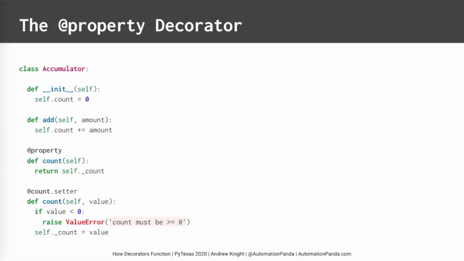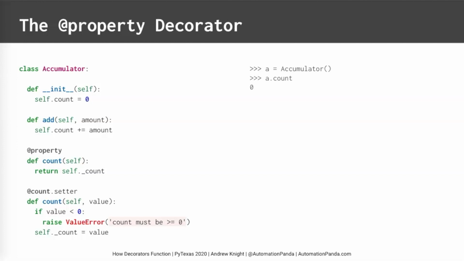Underscore count is handled internally, while count is handled publicly as the property. The getter and setter controls added by the property decorator let you control how the property is handled. In this class, the setter protects the property against bad values.